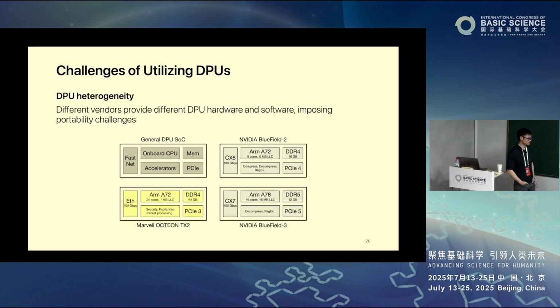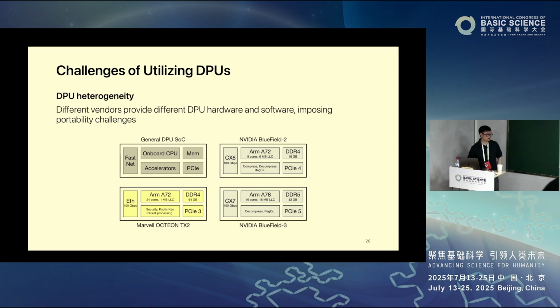In the next generation, BlueField 3, the CPU is upgraded to A78. And for some reason, they removed the compression accelerator. There are only decompression and regular expression accelerators. We also look at another DPU from Marvell. Marvell is a DPU startup. They have this Octane TX2 DPU. So the hardware accelerators are quite different from NVIDIA DPUs. Basically, the detailed hardware configurations are very different.